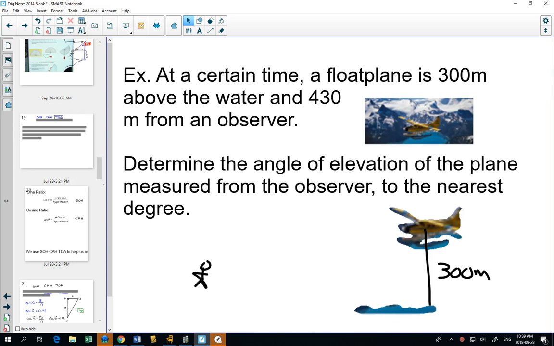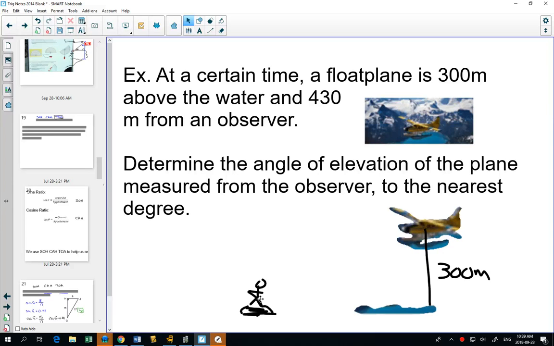Our person is standing somewhere 430 meters away. So obviously, the person is not here. They have to be somewhere further away. Okay? Luckily, they're on an island.